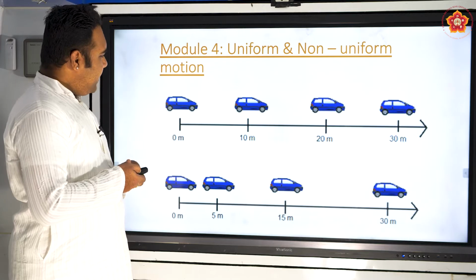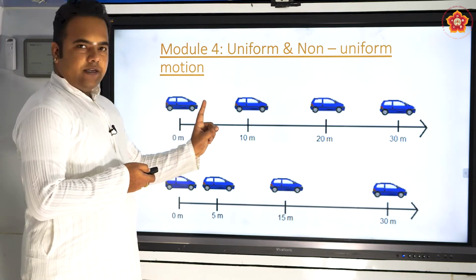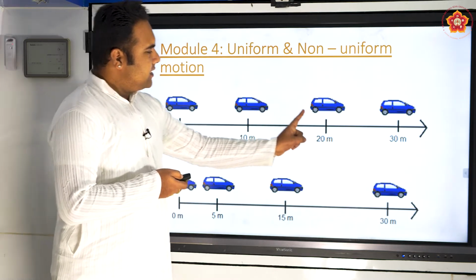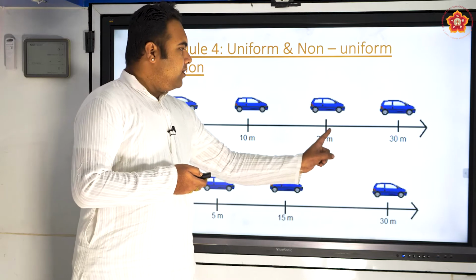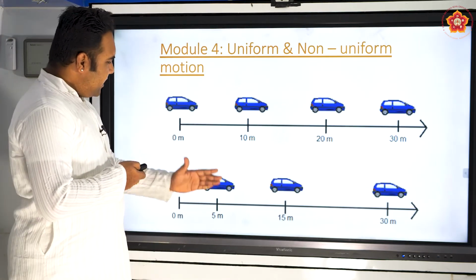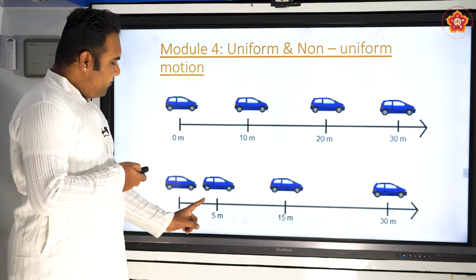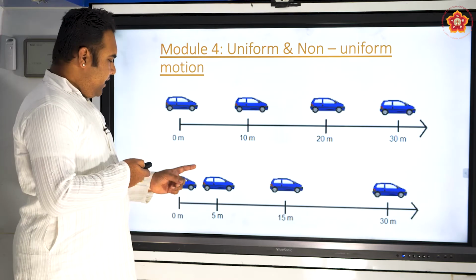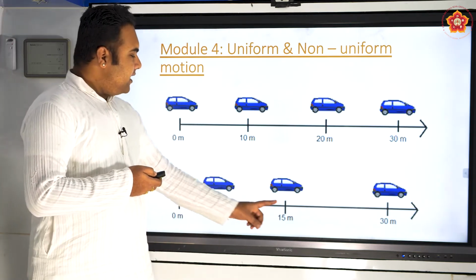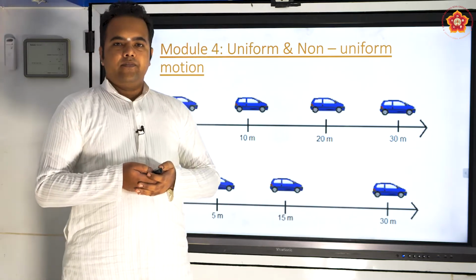For example, in case 1, this car travelled 10 meters in every 1 second. So at the end of 1 second it is at 10 meters, at the end of 2 seconds it is at 20 meters, at the end of 3 seconds it is at 30 meters. Now let's take another case. At the end of 1 second the car travelled 5 meters. In the next second it travelled 15 meters. And in the third second it travelled another 15 meters, which moved it to 30.